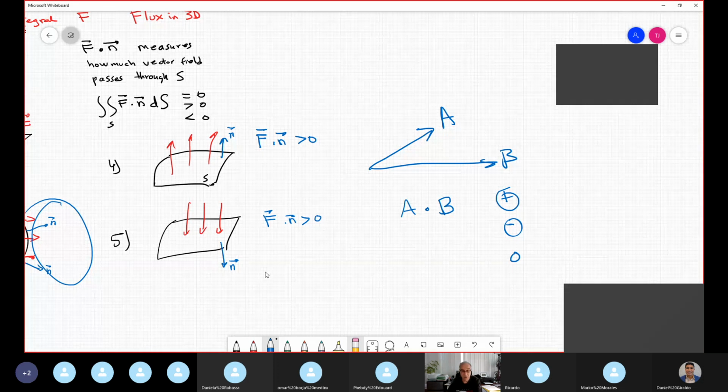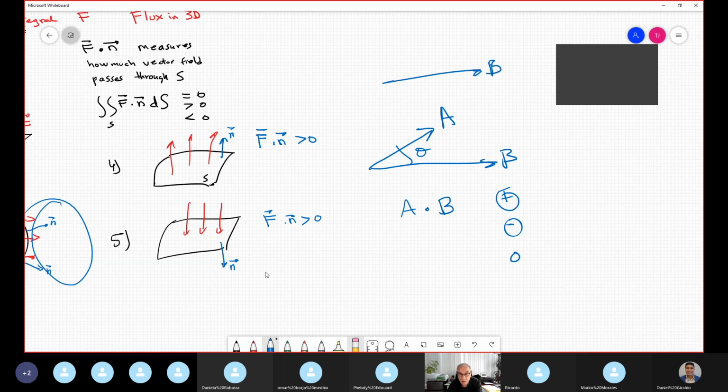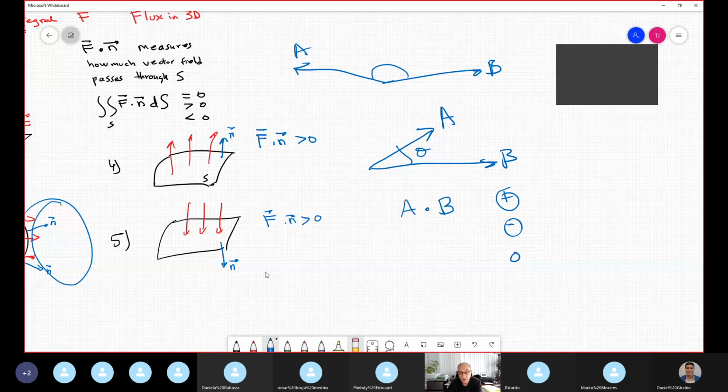It's positive because the angle is acute. So you have this situation: suppose vector B like that, and vector A like that, and the angle is obtuse. The dot product is negative. And when it's 90 degrees, orthogonal, okay?